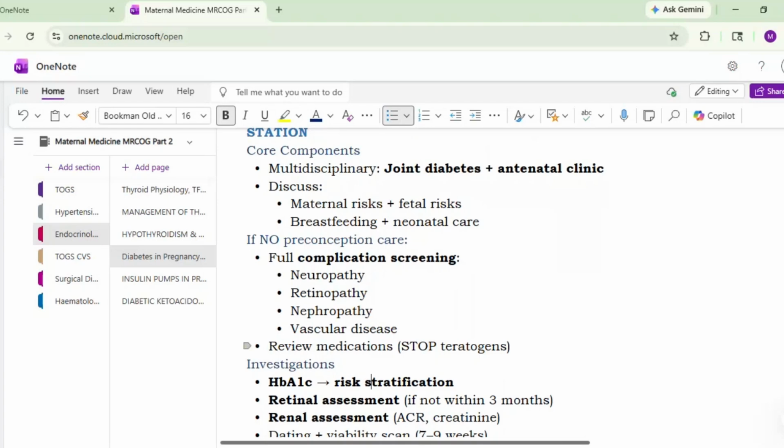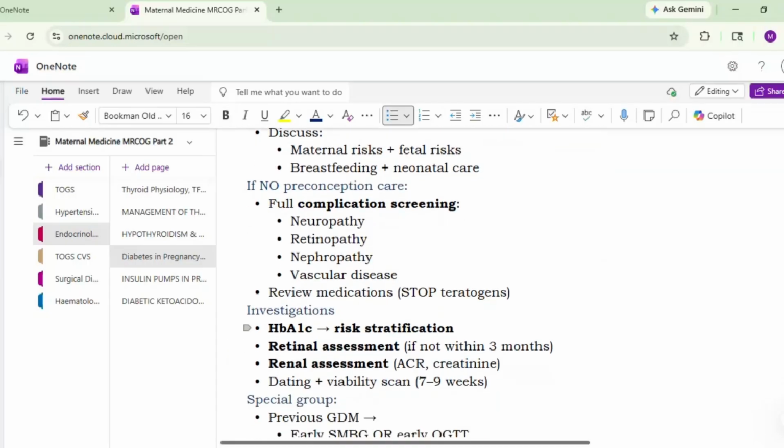Review the medication, stop any teratogenic drugs she is taking. Investigate with HbA1c for risk stratification, retinal assessment if not done within 3 months, and renal assessment for ACR and creatinine, because eGFR during pregnancy we don't do.